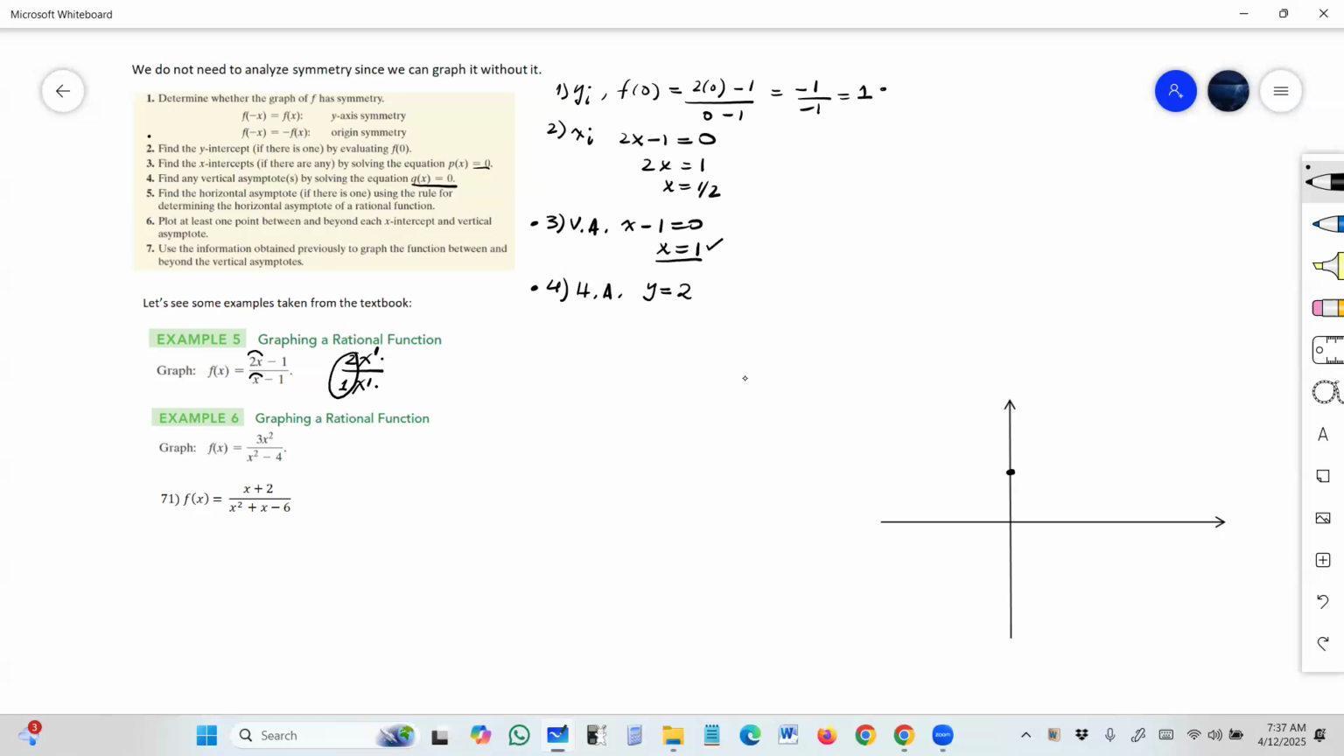So the x-intercept is 1/2. The vertical asymptote is x equals 1. So now remember, this is 1/2. Here is my vertical asymptote, and here's my horizontal asymptote. So remember, this point right here is my y-intercept, which is 1. Maybe I should write the number. And here is my horizontal asymptote.